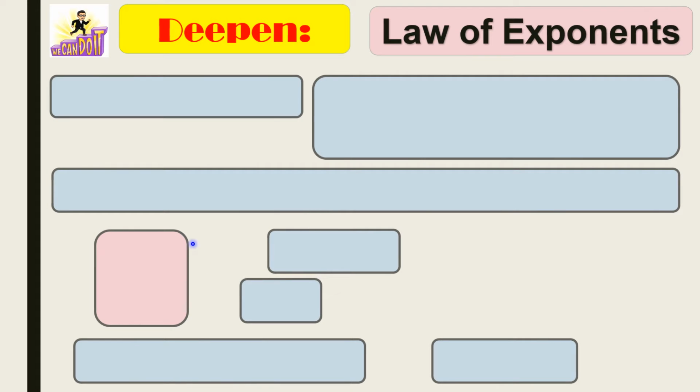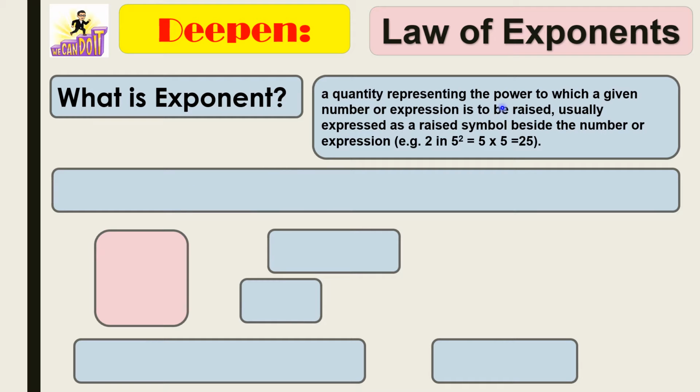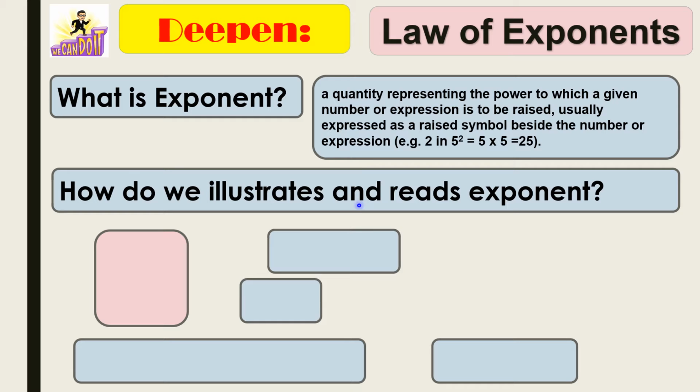So, law of exponent. What is an exponent? It is a quantity representing the power to which a given number or expression is to be raised, usually expressed as a raised symbol beside the number or expression. Example: 5 raised to 2 is equal to 5 times 5, which equals 25.